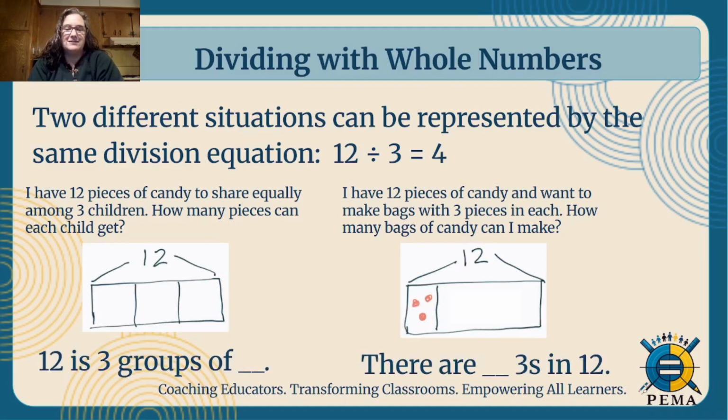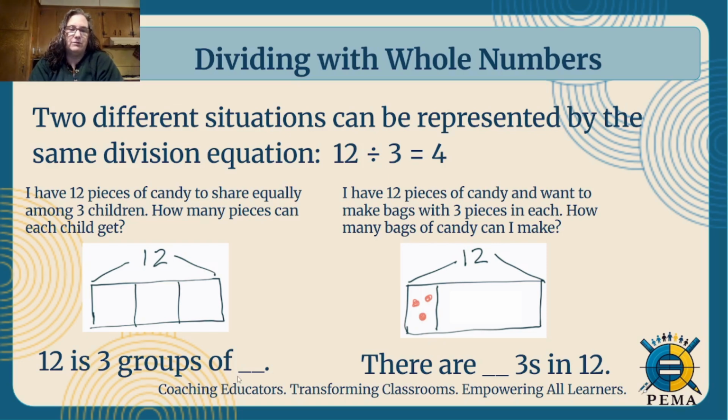When we get to the second piece of information, in the first problem, we know we're going to divide it among 3 children or 3 equal groups. In the second situation, though, that 3 in our division equation doesn't tell us how many groups. It tells us the size of the groups that we want to make.